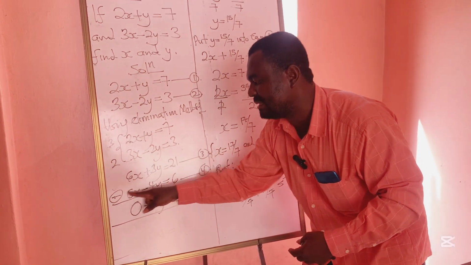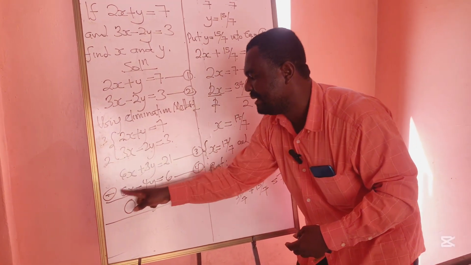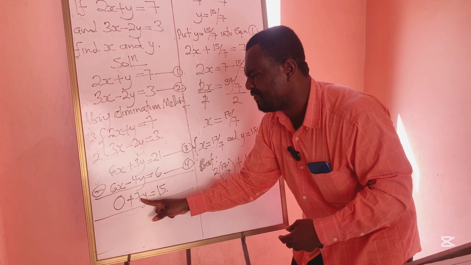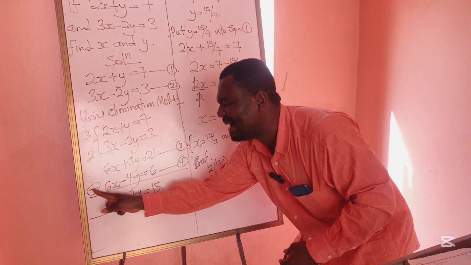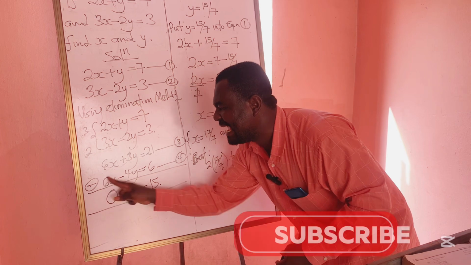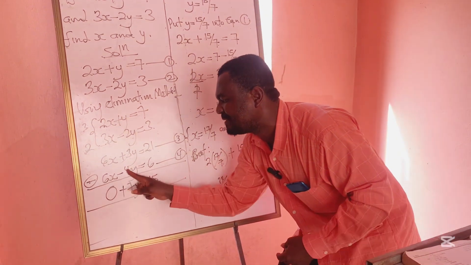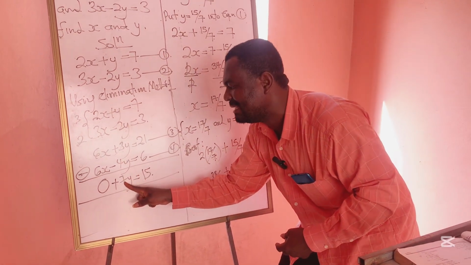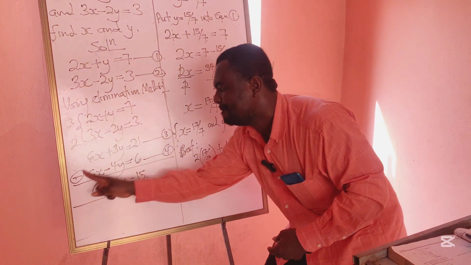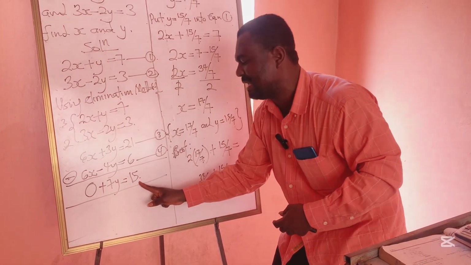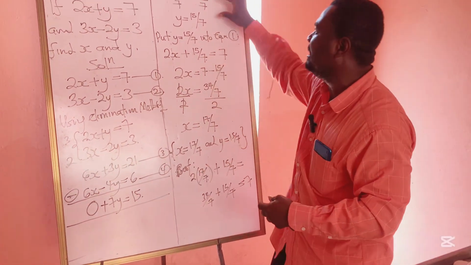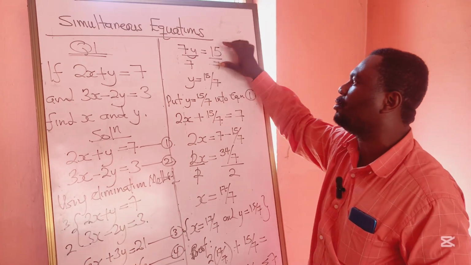I choose minus. So 6 minus 6 will give me 0. 3 minus 3, I had 7. Because it's 3 minus negative 4, so 3 plus 4. That is why I'm getting my 7 here. 21 minus 6, I'm getting 15. So now the equation is 7y equal to 15.